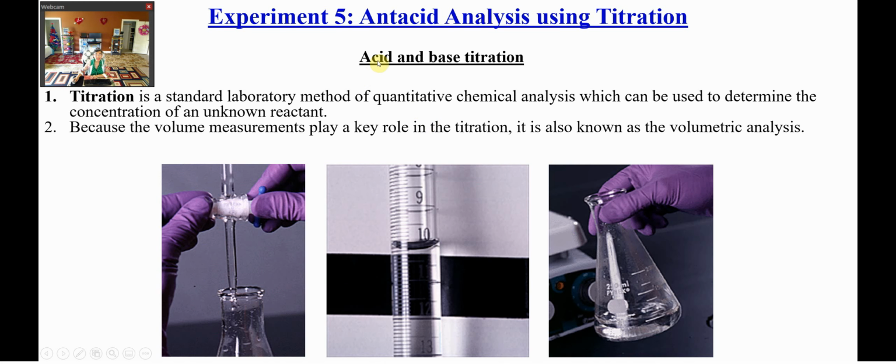First of all, about the acid-base titration. Titration is a standard laboratory method of quantitative chemical analysis. This titration can be used to determine the concentration of an unknown reactant. Because volume measurements play a very important role in titration, titration is also known as volumetric analysis. This diagram shows an Erlenmeyer flask, a burette, and how you are going to read the burette.